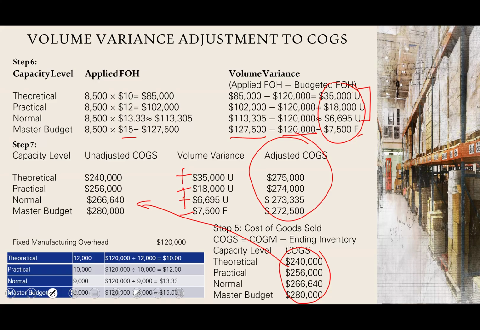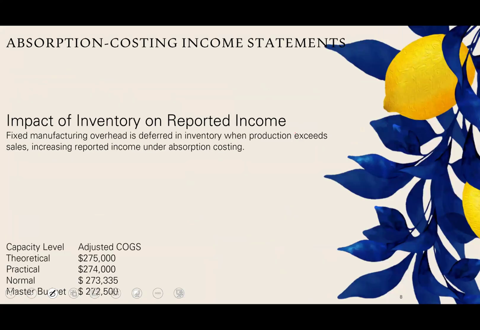Everybody with me? All unadjusted cost of goods sold has to be adjusted up or down with the underapplied or overapplied overhead. Underapplied overhead is also called unfavorable. Overapplied is also called favorable. Underapplied means add. Overapplied means subtract. So that's what we have done. Now we are ready with our adjusted cost of goods sold, and we go to the income statement. So I'm just copying the numbers that we just calculated on the previous slide, plus time has come to make the income statement.